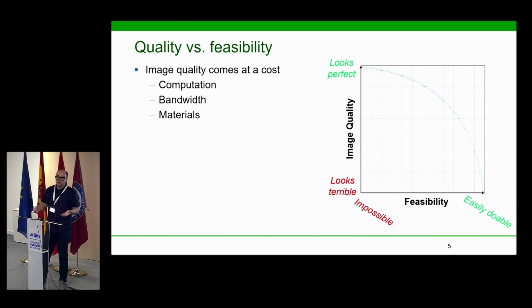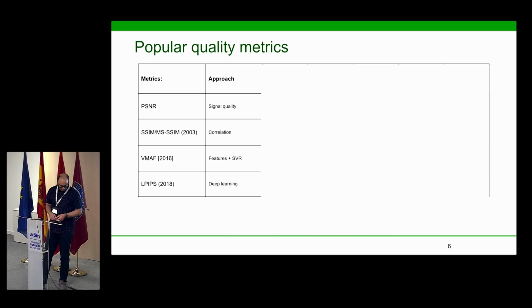And usually our task is to find this curve and a point on the curve that allows us to build a product that is feasible and delivers decent image quality. Over here, I listed just a few examples, probably the most popular quality metrics. If you check any paper that involves a quality metric, it will probably use one of those.